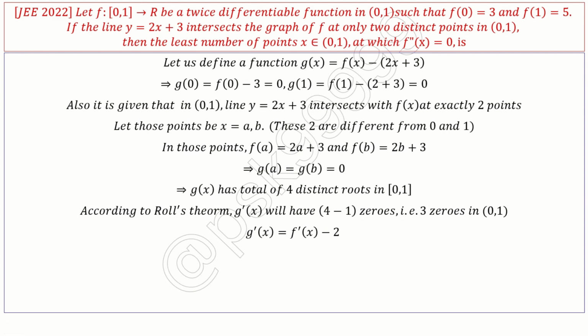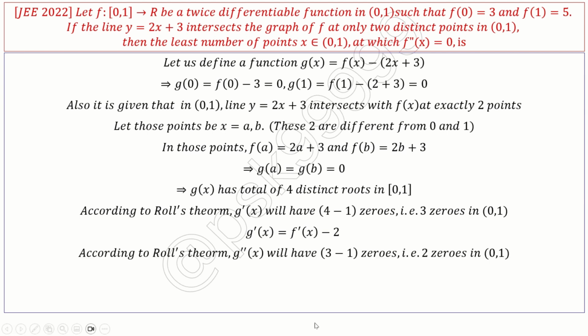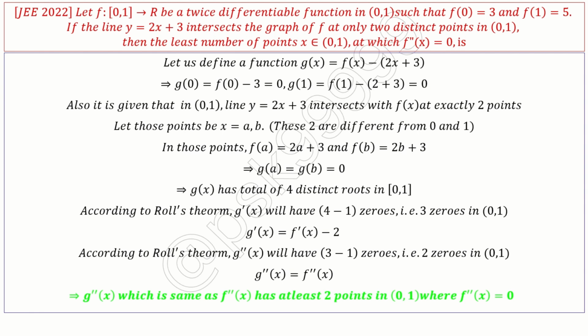Now, similarly, g double dash x will have 1 less zero, right? So 3 minus 1, that is 2 zeros in 0 comma 1. Okay? And what is g double dash x? g double dash x is nothing but f double dash x, which means f double dash x also will have 2 zeros in 0 comma 1. Okay, so the least number of points is 2, minimum 2 points where f double dash x equal to 0. Correct? It has at least 2 points in 0 comma 1 where f double dash x equal to 0.